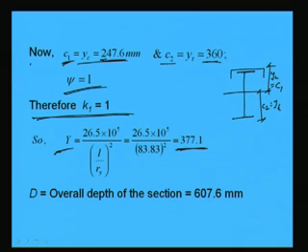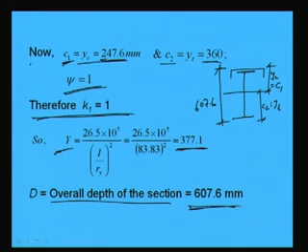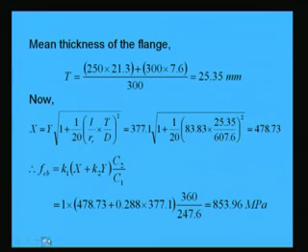So, y is getting as 377.1, and the overall depth of the section, as we have calculated, will be 600 plus the web thickness of the channel, that is 7.6. So, that is 607.6 millimeter. So, the overall depth of the section we have. Now, we have to find the mean thickness.